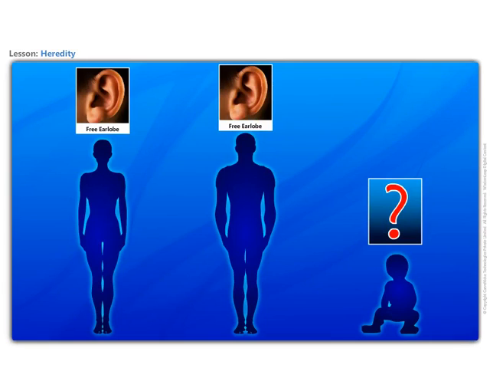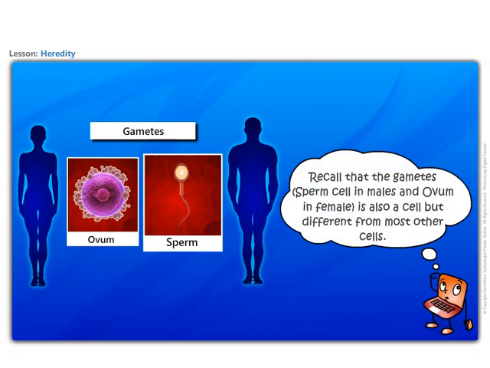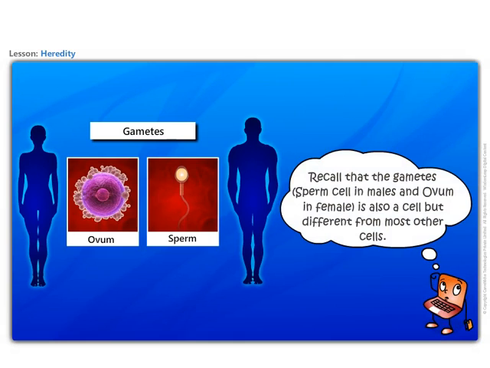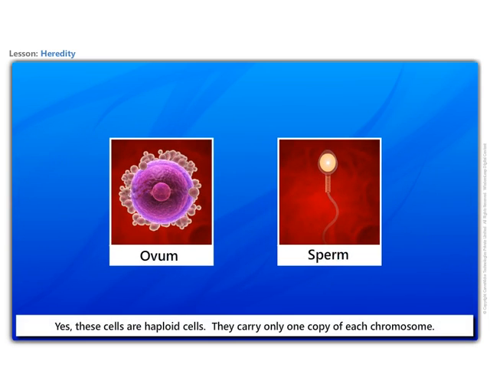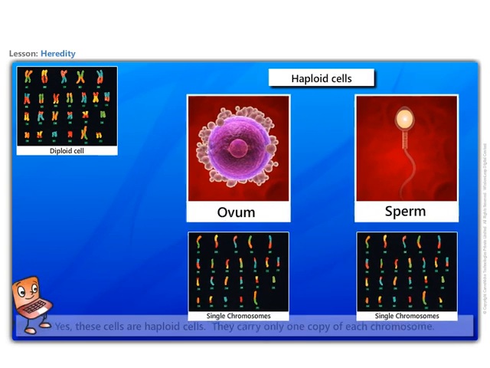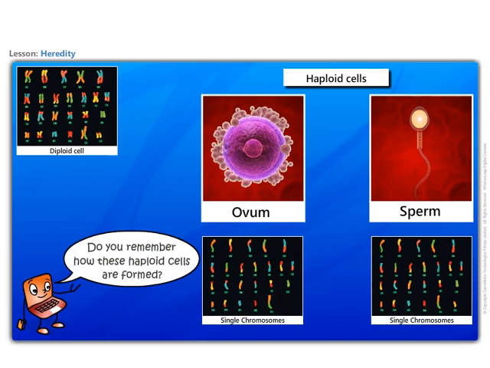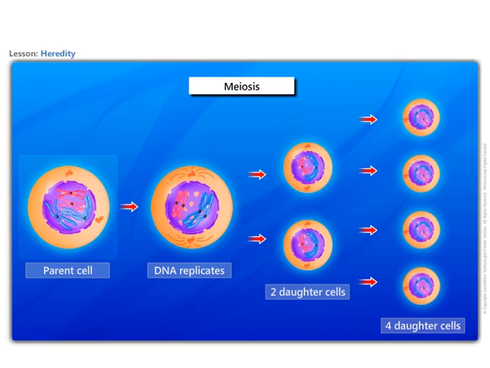In order to find out, you will need to refresh some of the important concepts you learned in the chapter on sexual reproduction. Recall that the gametes, sperm cell in males and ovum in females, are also cells but different from most other cells. Do you remember how they are different? Yes, these cells are haploid cells. They carry only one copy of each chromosome. Do you remember how these haploid cells are formed? Yes, the process of meiosis. A single diploid parent cell gives rise to 4 haploid daughter cells.